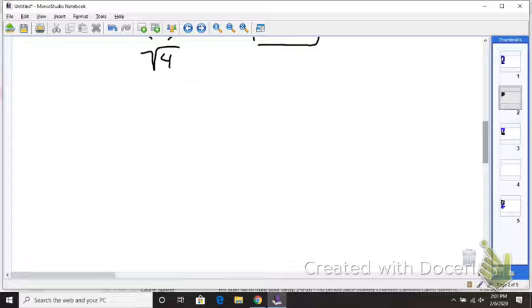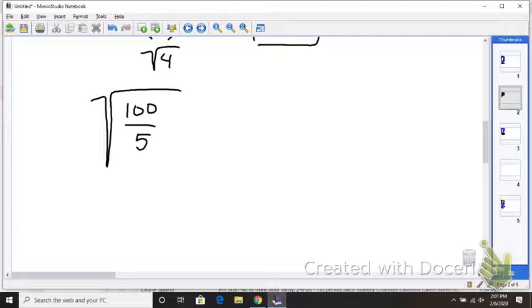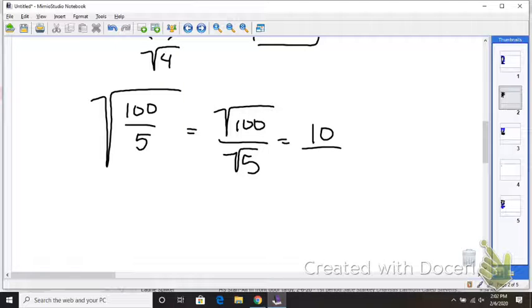Okay, so let's say I have something like this. The square root of 100 over 5. I'm going to split it up like what we just did. So I'd have the square root of 100 over the square root of 5. What's the square root of 100? 10. What's the square root of 5? We don't know. It's just the square root of 5.